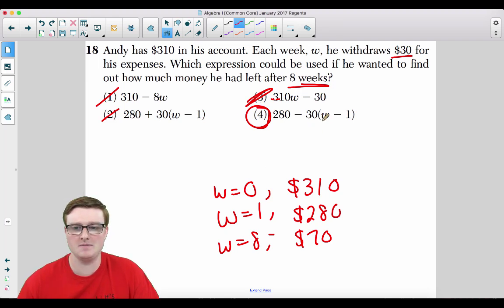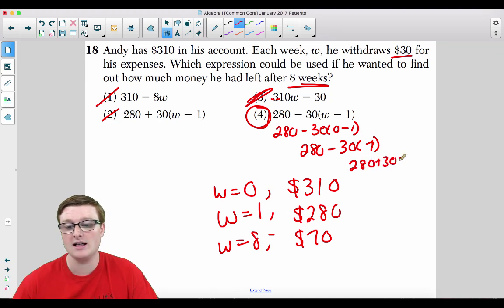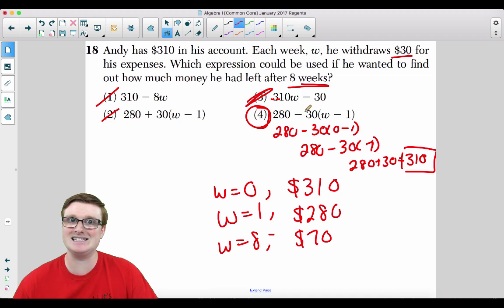If you plug in 0, we get 280 minus 30 times 0 minus 1. 0 minus 1 is negative 1. 280 minus 30 times negative 1. Negative 1 times negative 30 is a positive 30. So 280 plus 30 is equal to $310. Let's make sure. Let's plug in week 1. When you plug in week 1, 1 minus 1 is 0. 0 times negative 30 is 0. With the 280 left over, in week 1, he does have $280. So your answer is definitely going to be choice 4.